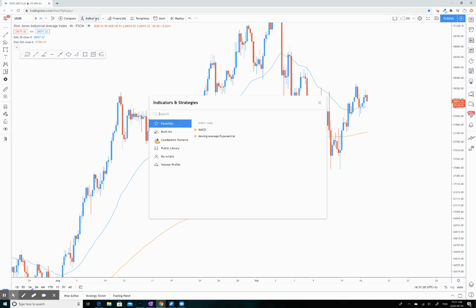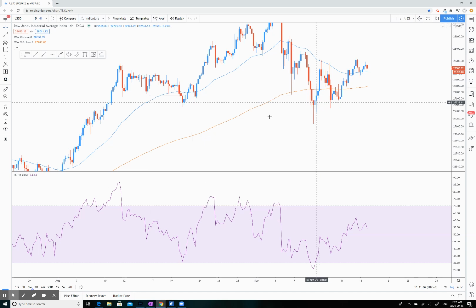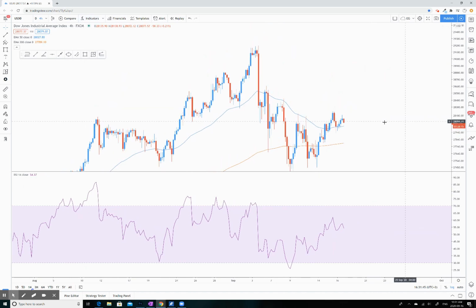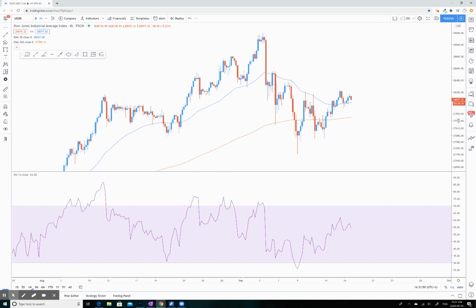Now, the way I like to use divergence specifically on this pair, I plot my RSI, the Relative Strength Index. I don't change the settings of the RSI at all. I know some people will ask me that. And I'm going to look to see if I have any hidden divergence, okay? Hidden divergence. That is what I like to use on indexes. I keep messing up my words here today.